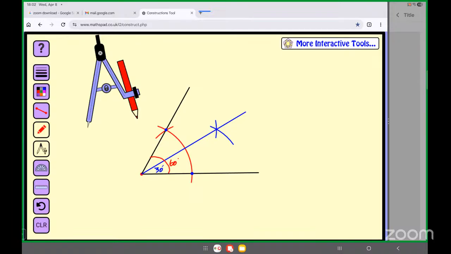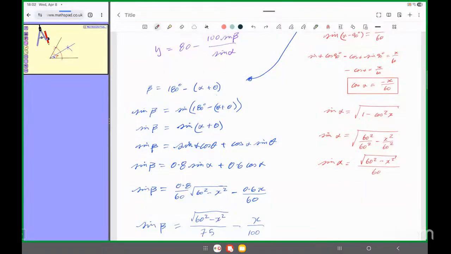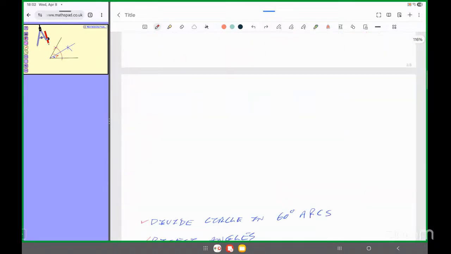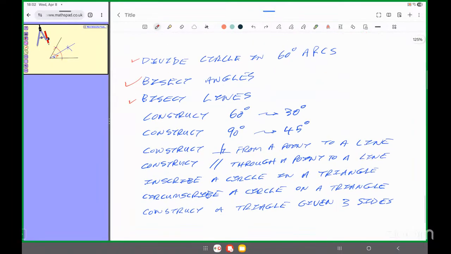All right. The next thing we're looking at is the 90 degree. Next one we're looking at, we just did this. We're going to look at the 90 degree. I'm going to bisect the 90 to get 45.